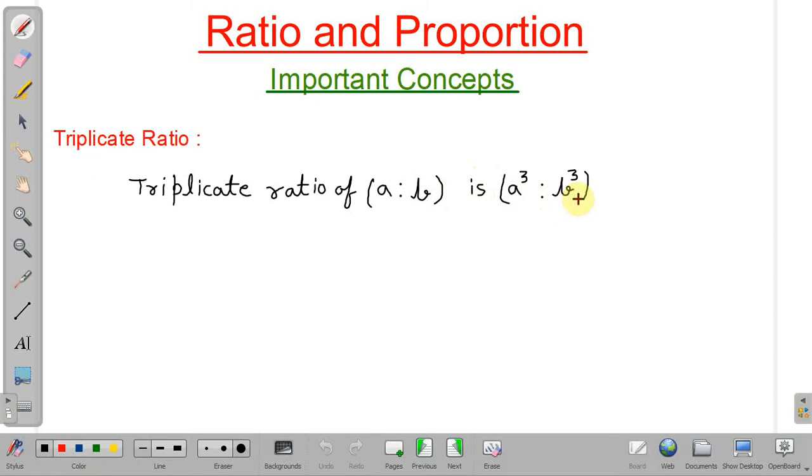Next one is triplicate ratio. So the triplicate ratio of A ratio B is A to the power 3 ratio B to the power 3, or A cube ratio B cube. Similarly, subtriplicate ratio. Like we have seen subduplicate, the subtriplicate ratio of A ratio B is cube root of A ratio cube root of B, or A to the power 1 by 3 ratio B to the power 1 by 3.